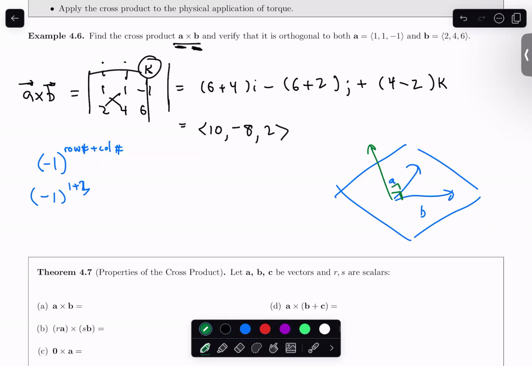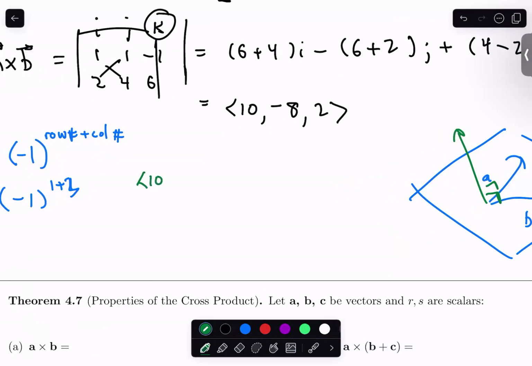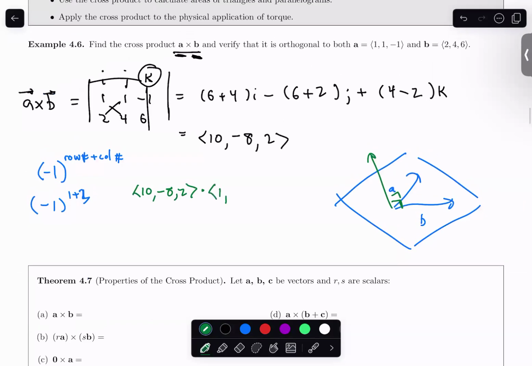So how do I check if two vectors are perpendicular? Like, how do I check that this is actually perpendicular to A? What was the test for that? Yeah? Dot product, right? So we want the dot product to be 0. If the dot product is 0, that means they're orthogonal or perpendicular to one another. So I'm going to go ahead and take my result, 10, -8, 2, and I'd like it to be perpendicular to A, 1, 1, -1. But better yet, I also want it to be perpendicular to B. So I'm going to check both of these things and verify that the vector that I found is actually perpendicular to both of these other vectors.